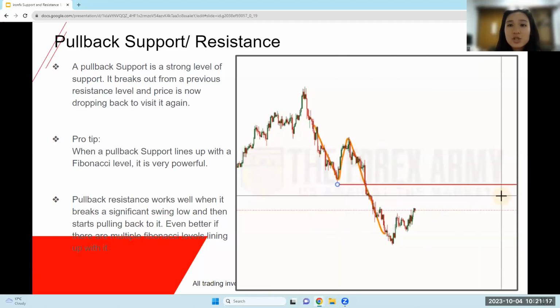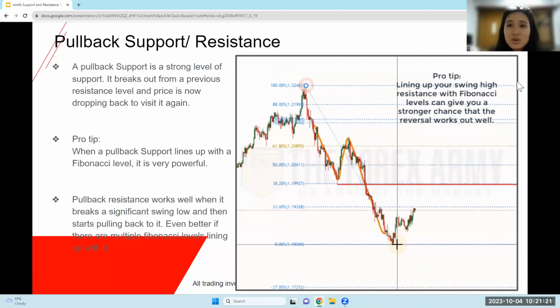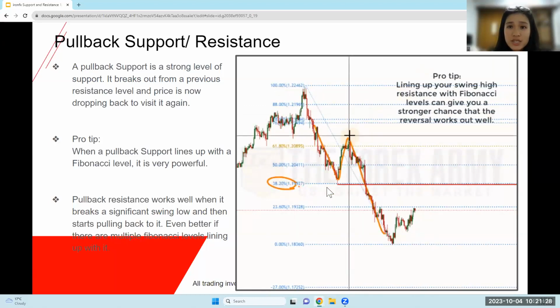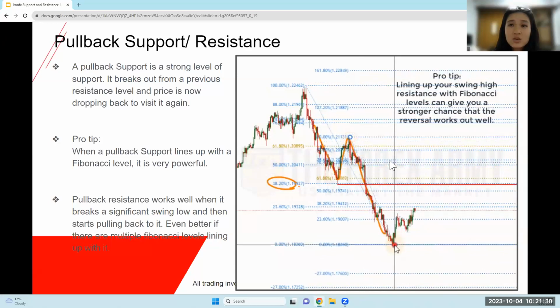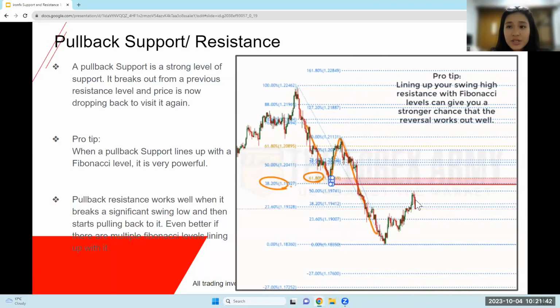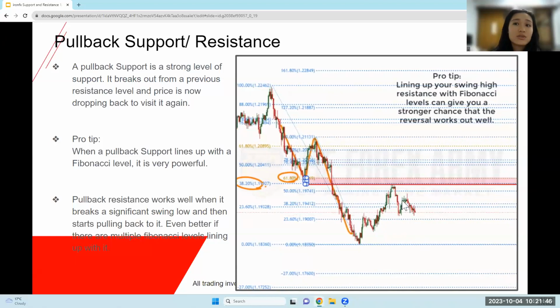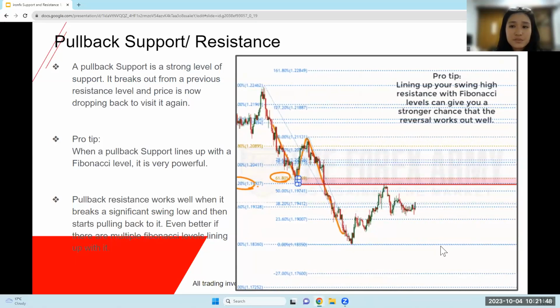But now if we talk about the Fibonacci levels. Here we are using a Fibonacci retracement, and I'm circling the 38.2 because it lines up nicely with my retracement. Once again, I have another retracement. In this case, the 61.8 lines up with my pullback resistance level. Now you can see that price really pulled back to our resistance, bounced off of it and headed downwards again.